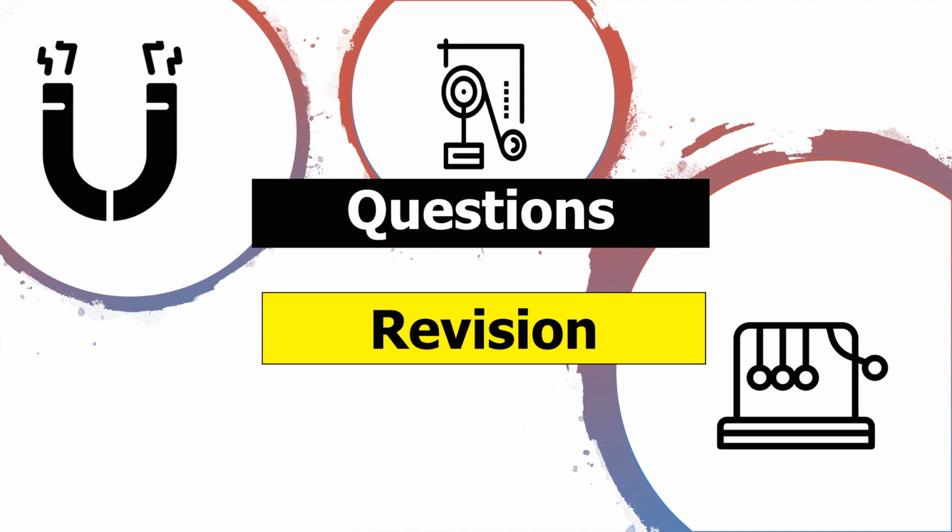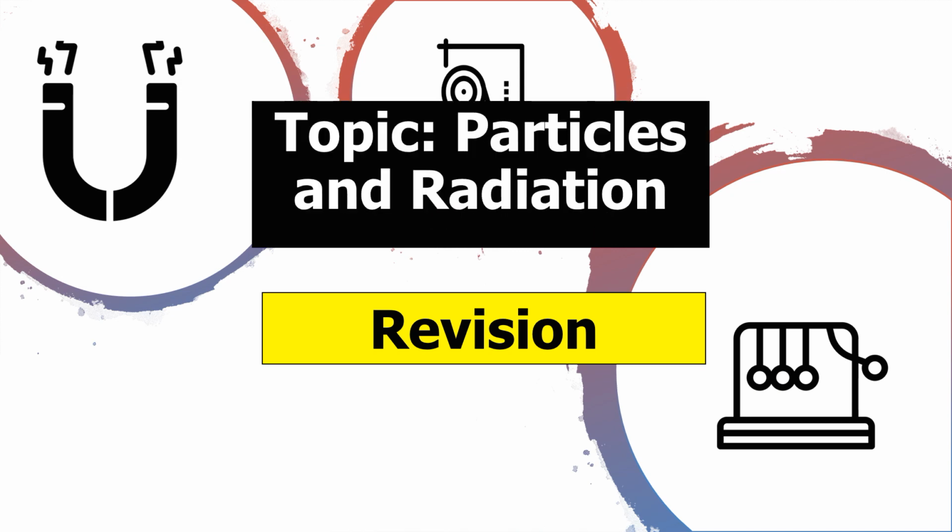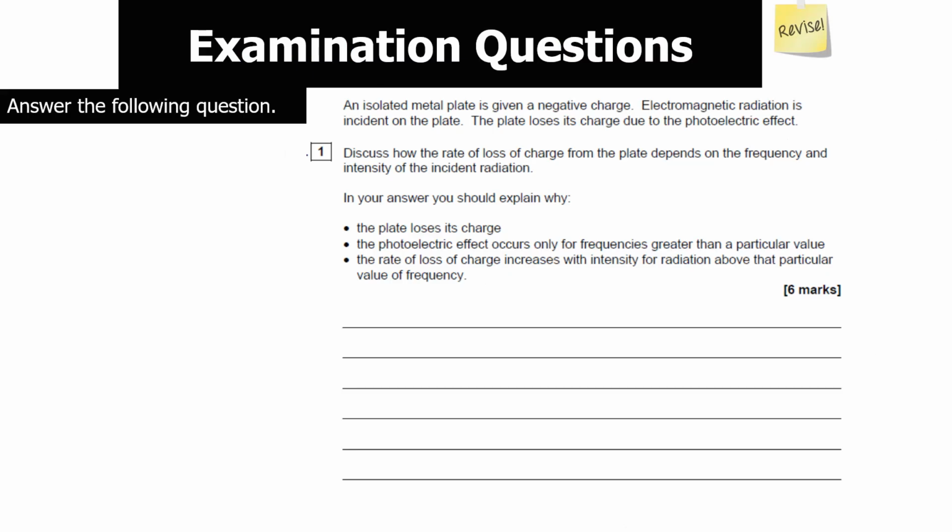So let's now have a look at some questions for AQA A-Level Physics Paper 1. The first topic we're going to look at is particles and radiation. An isolated metal plate is given a negative charge. Electromagnetic radiation is incident on the plate. The plate loses its charge due to the photoelectric effect. Discuss how the rate of loss of charge of the plate depends on the frequency and the intensity of incident radiation. In your answer, explain why the plate loses its charge.